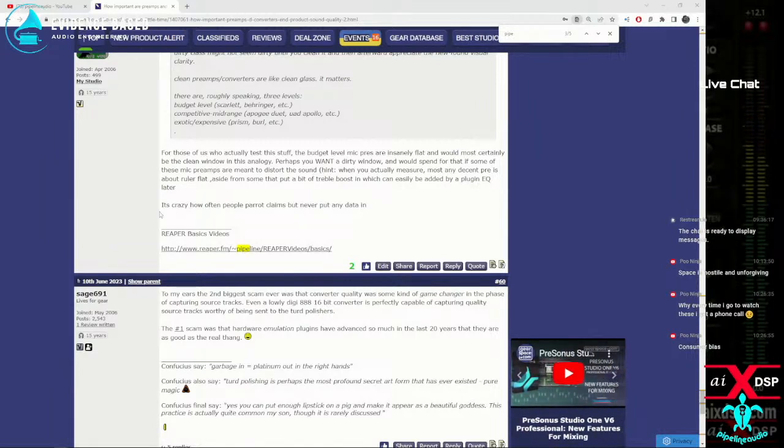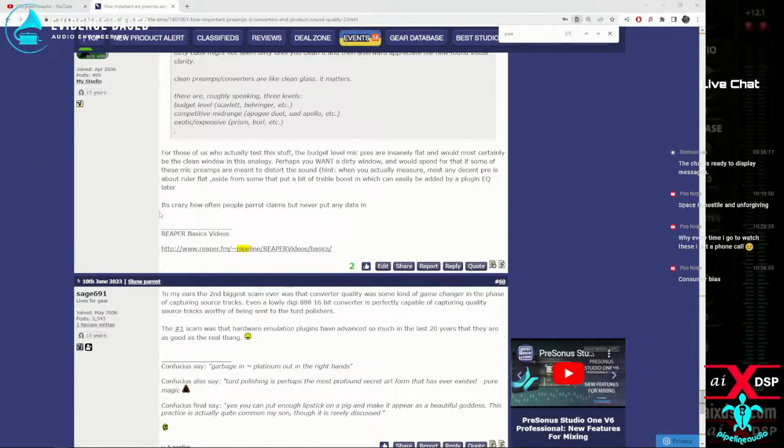some put a little bit of treble boost in, which can easily be added by a plug-in EQ later. And again, when we tested the AMEC 9098, what did we find? A big spike in the high end. I think it was around 8K or 12K.